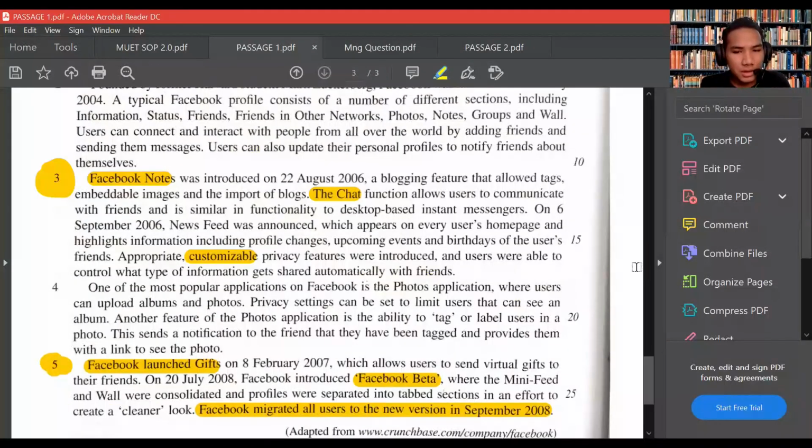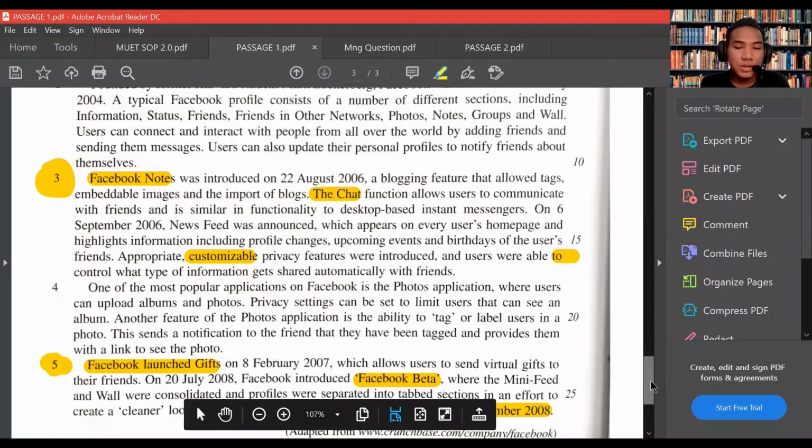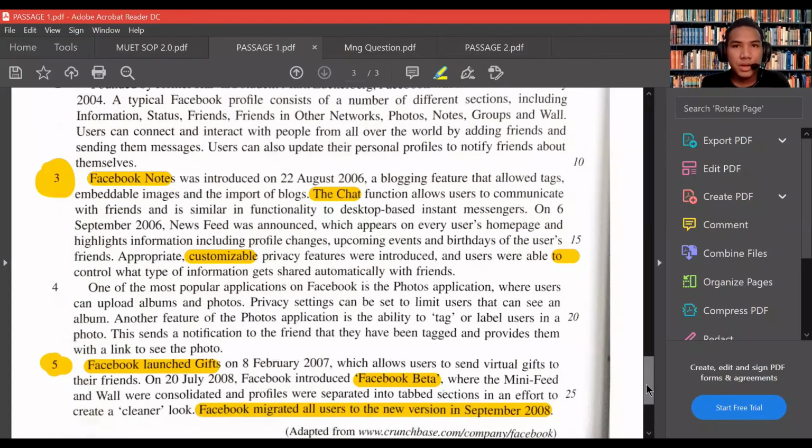So here is line 16. And this is the word "customizable" that it asks us to explain the meaning of. According to our general knowledge, customizable is most likely something that we can change.